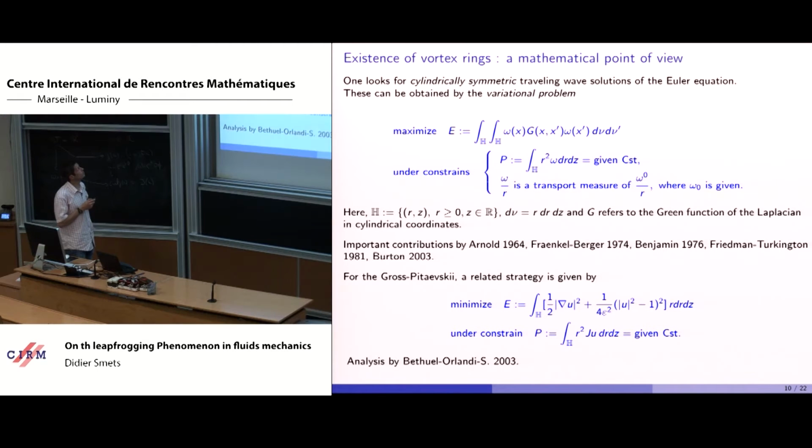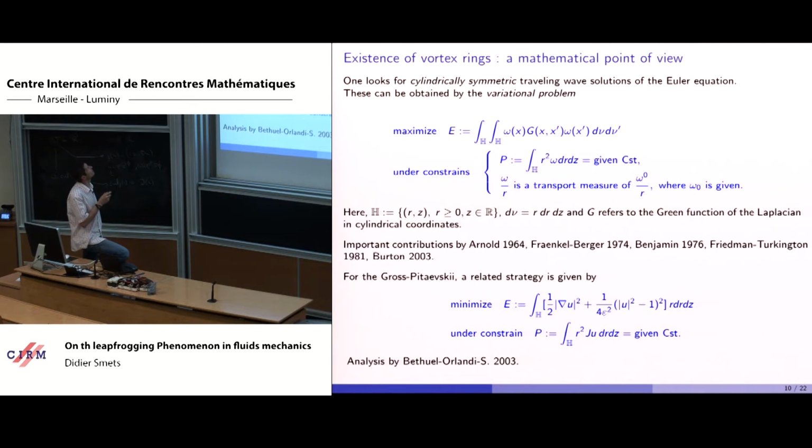For the Euler equation, you maximize the kinetic energy. So here I just rewrote the kinetic energy in terms of the vorticity, but this is nothing else than the 2d the u squared, v squared with my notation. So the kinetic energy, and the constraint is that the momentum is fixed, say one component of the momentum.